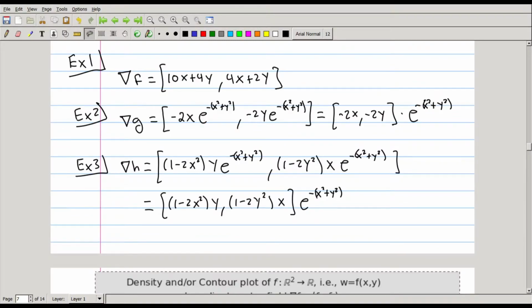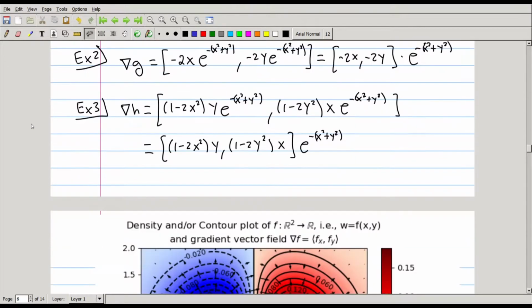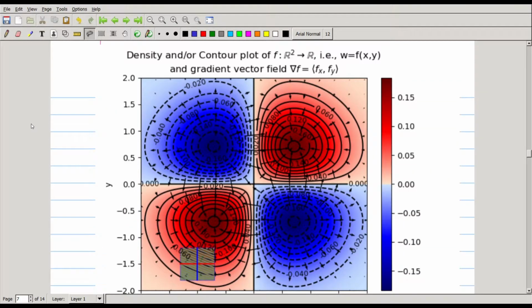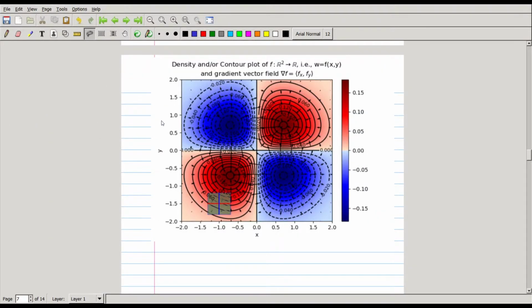So I also wanted to point out that for example 3 here, in the preceding figures that you were shown of this function, specifically of the 2D density plot, level curve plot of this function with red and blue densities, I plotted arrows on the 2D plot, and those arrows were exactly the gradient vector field, so the gradient vector at each and every point in a sampling of points in 2D.